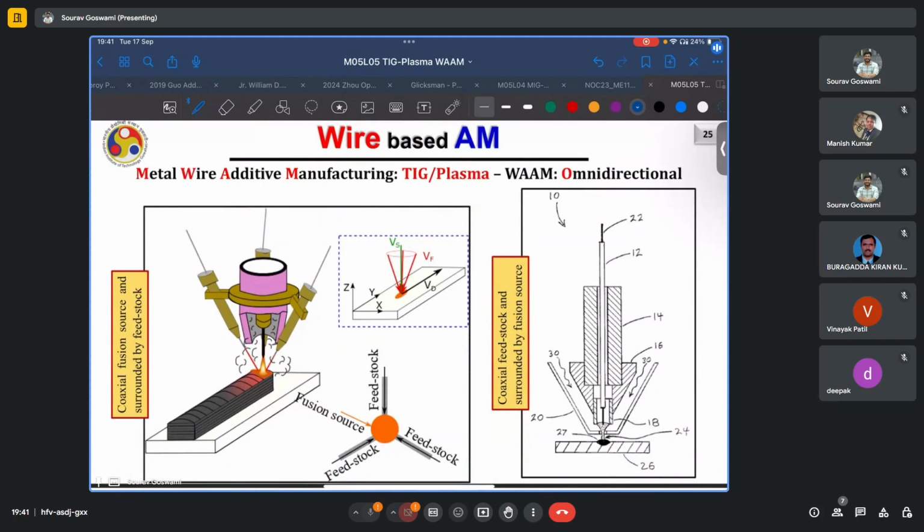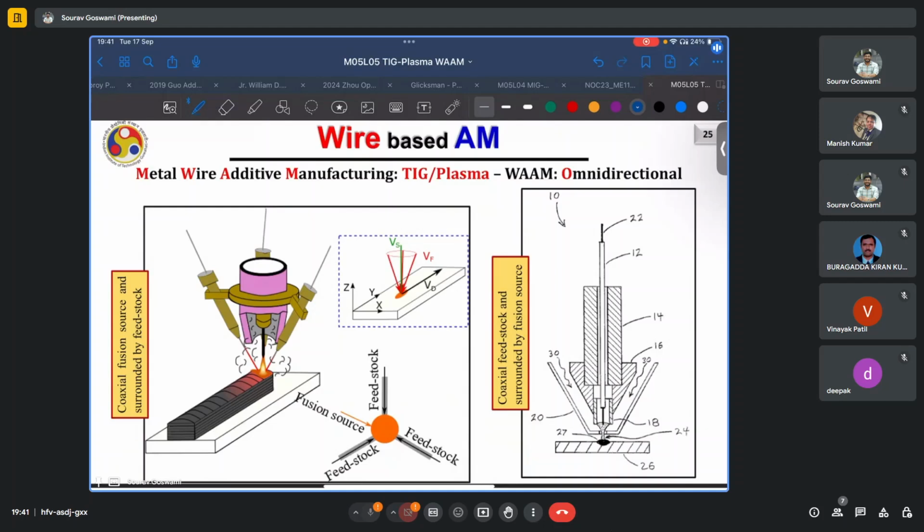And here are different examples of each of these types. So when you have coaxial fusion source surrounded by feedstock, while this might not be a continuous annular feedstock, it is replaced by 3 wires. This can also be 4 wires. And I've also seen systems where these wires can rotate continuously. So it's not like they just deposit in one direction either. This can also help in increasing the deposition rates.